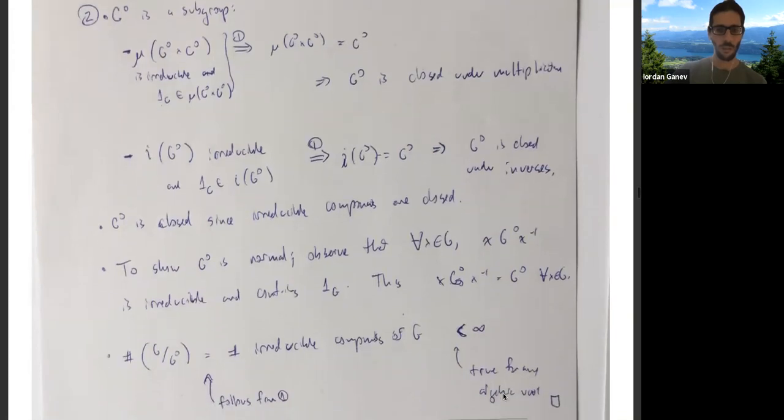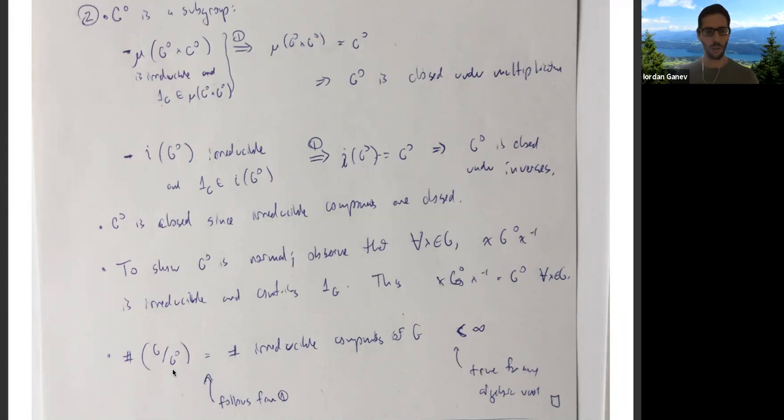Okay, so what about the finite index part? It follows that if we think about this quotient by this normal subgroup, it's equal to the number of irreducible components of G. That follows from one. I didn't spell it out here, but if we have any element little g inside of the group, we have this translation: we can multiply the whole group by little g inverse, and that takes g to 1.